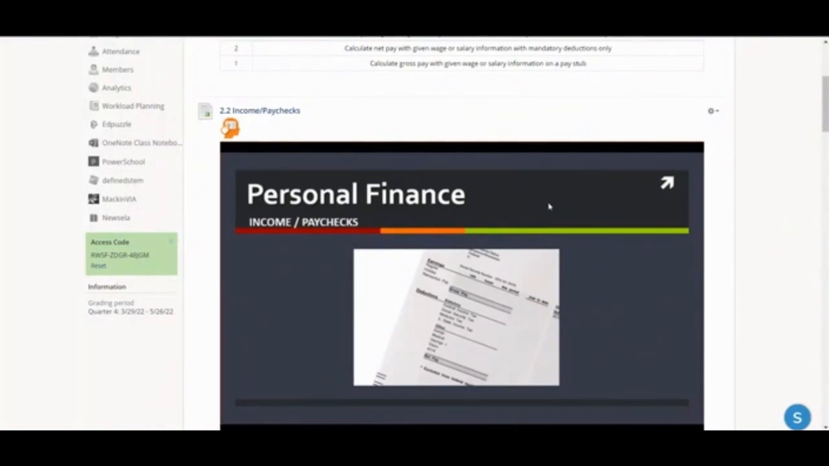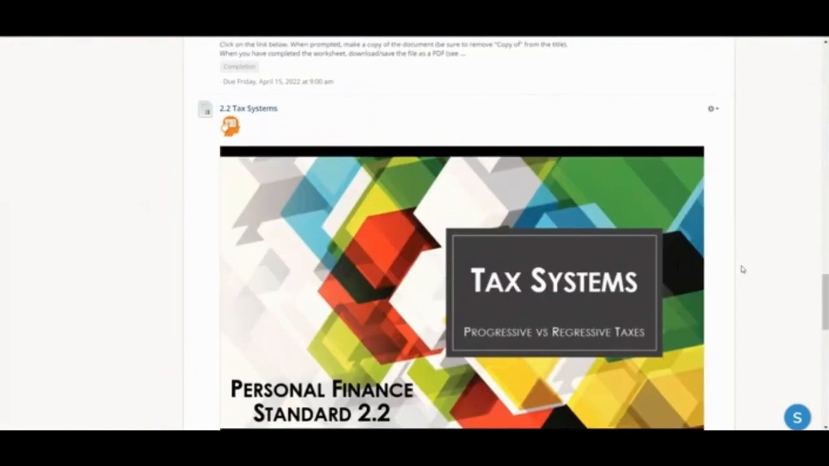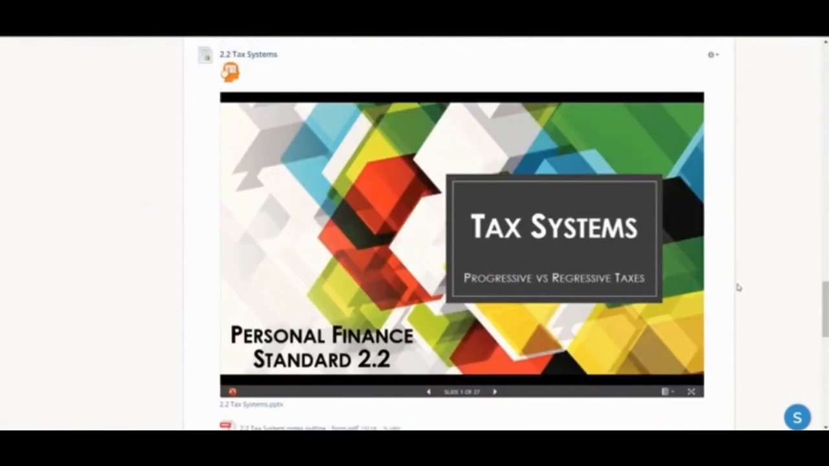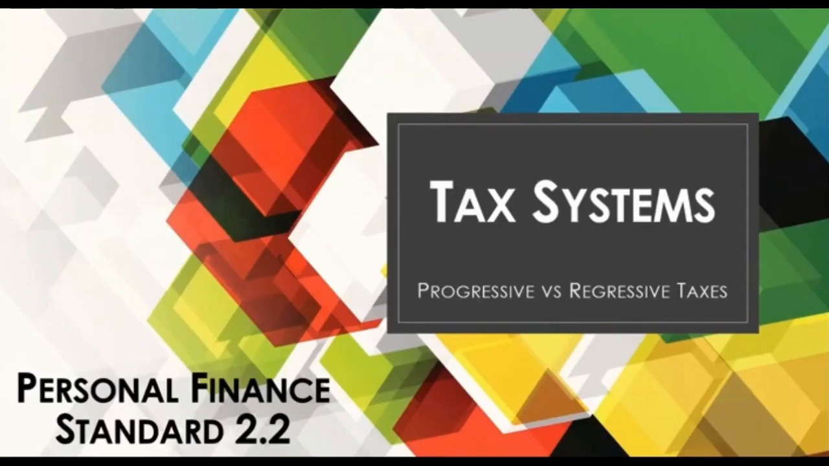Today we're going to look at our tax system and specifically the difference between progressive and regressive taxes, as well as how those progressive tax brackets work. All right, so let's go ahead and get started here. Okay, so as I said, we're going to look at tax brackets.